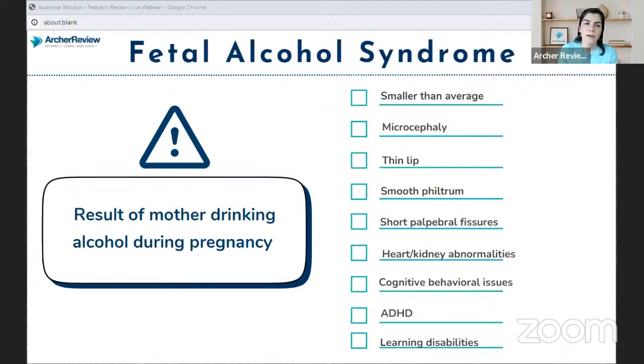Again, it's a really gray area. Some providers are pretty relaxed about it. Some providers are pretty strict about it. But there is no amount that we know of yet that's deemed safe. So a blanket, if you want to, on the boards, you should say no alcohol during pregnancy to reduce the risk or prevent fetal alcohol syndrome.